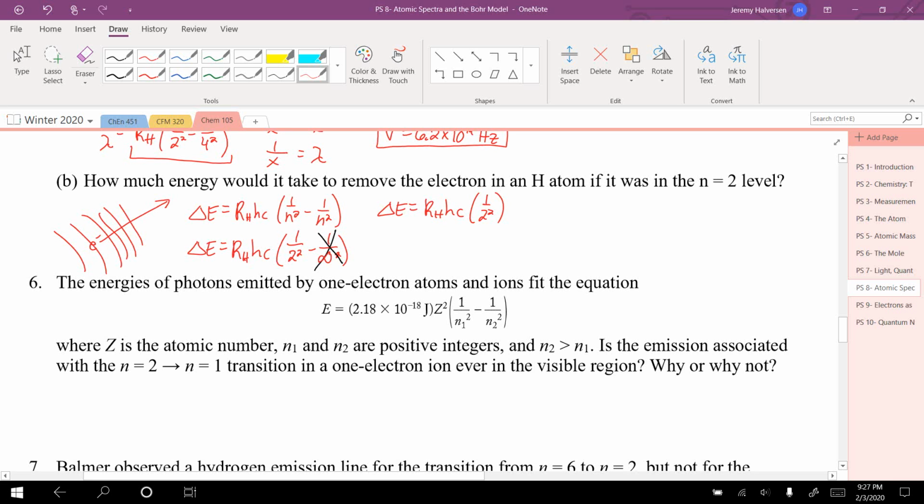So I'll plug that all in my calculator. 1 over 2 squared times R_H hc. I get a delta E equal to 5.45 times 10 to the negative 19 joules. Should it be positive or negative? Well, I'm kicking it out. If I want to remove it, I've got to add energy.